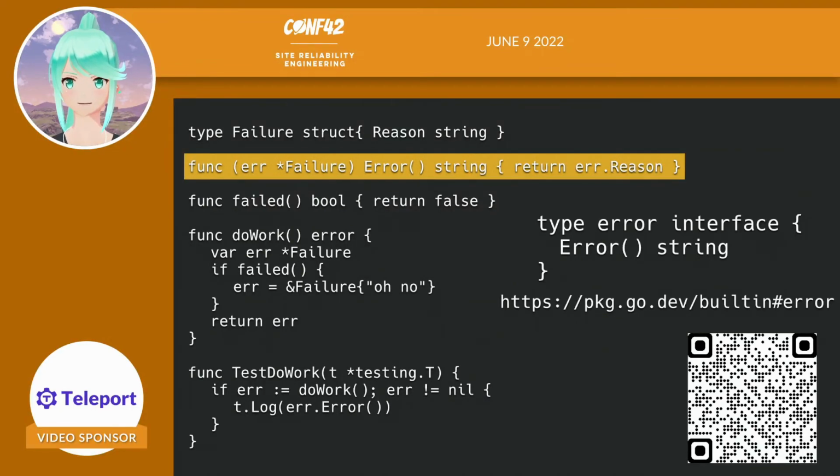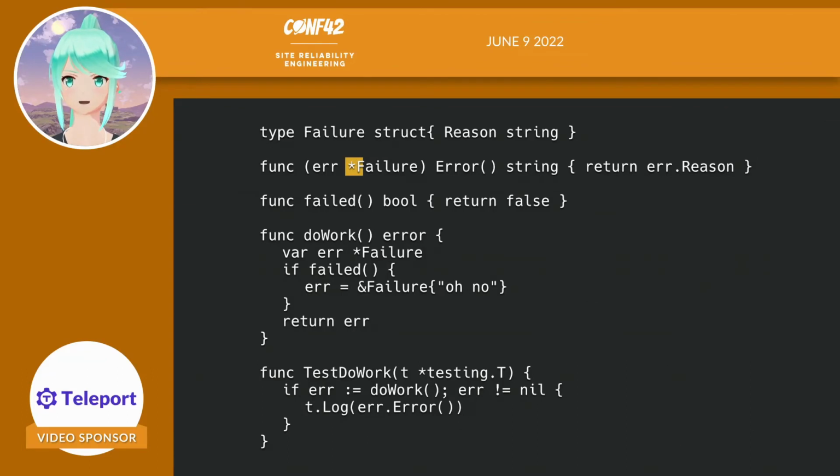I put the definition of the error interface type over to the side and gave you a link to the Go documentation for it. In this case, our type failure has an Error method, which means that the Go compiler can treat it as an error. Given that the Error function returns a string, that means that our failure type is an error.